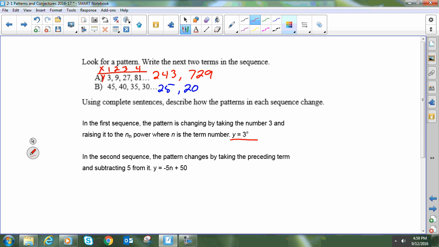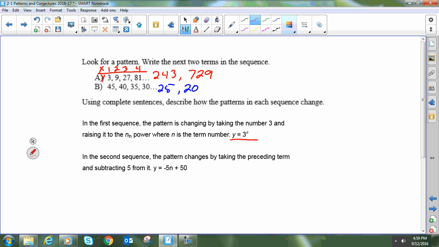But the expression, the rule is, well, what if I asked you what the 30th term would be? What number would it produce? Well, you'd have to really have the rule y is equal to 3 to the n power, or y is equal to 3 to the x power, so that way you can figure out how much that's going to be. And the next one here, the sequence is changing by taking 5 from the preceding term each time, and that would give us the expression y is equal to negative 5n plus 50 as a rule.